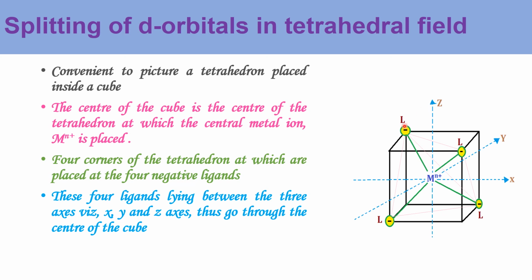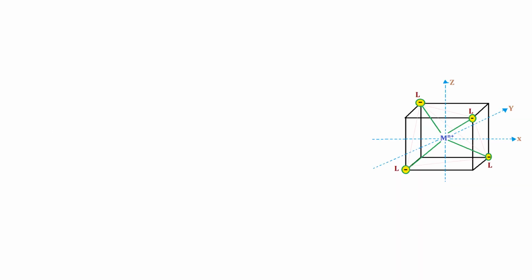The ligands are approaching the alternate corners of the cube, or the ligands are placed on the corners of a tetrahedron. And these ligands are lying in between the x, y and z axes. These axes go through the center of the cube. Considering what happens to the orbitals in the central metal ion.